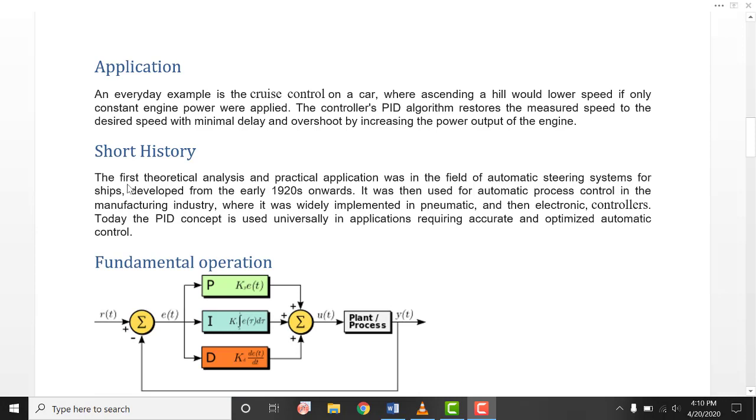An example of this is the automatic steering system in ships, which was developed in the 1920s. So this PID control was developed in the 1920s to control the automatic steering system of ships. For example, you have to turn your ship in the direction of north 20 degrees, okay?